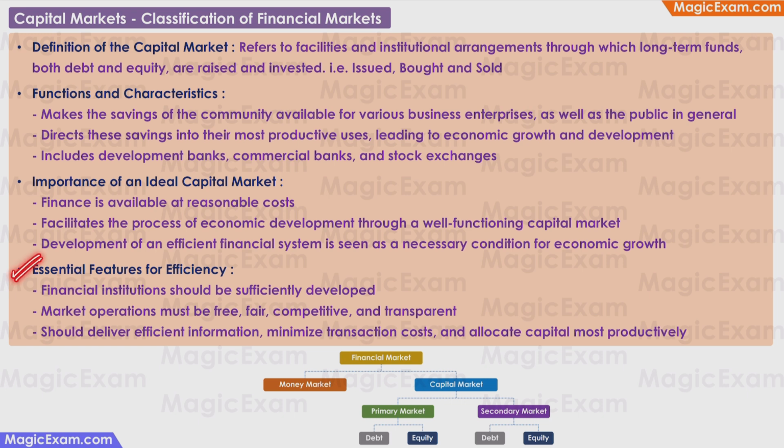Now, what are the essential features for the efficiency of capital markets? First of all, the financial institutions should be sufficiently developed. The market operations must be free, fair, competitive, and transparent. And they should deliver efficient information. They should minimize transaction costs, and they should allocate capital most productively.